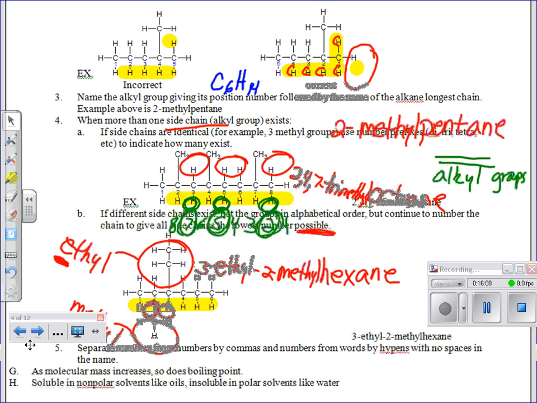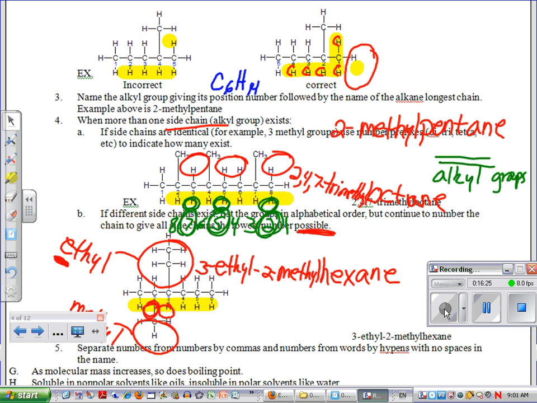What you end up seeing is that as the mass of these compounds increases, as you get more and more carbons in there, so does the boiling point. So they're going to exist as liquids for a longer time. It's going to take a higher temperature to get them to turn to a gas.